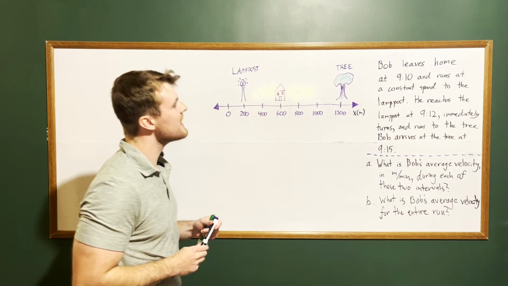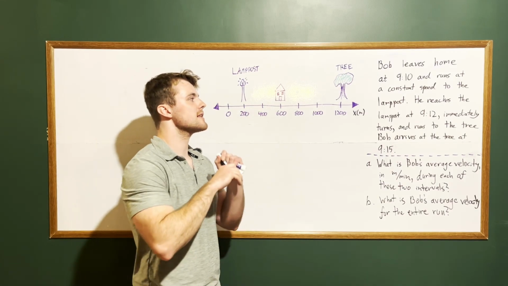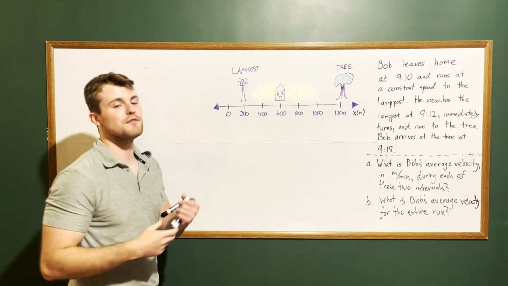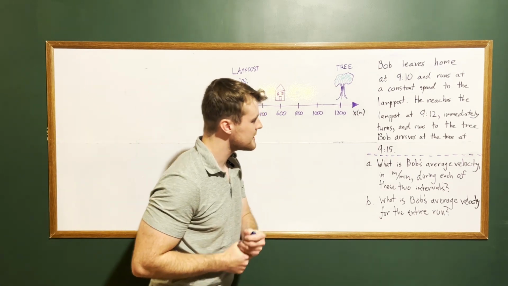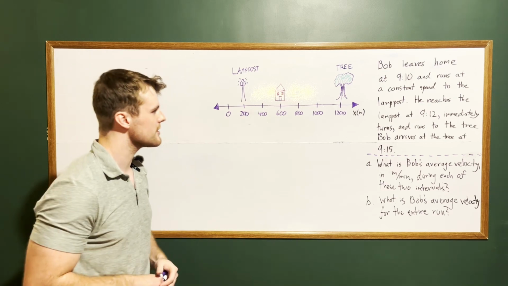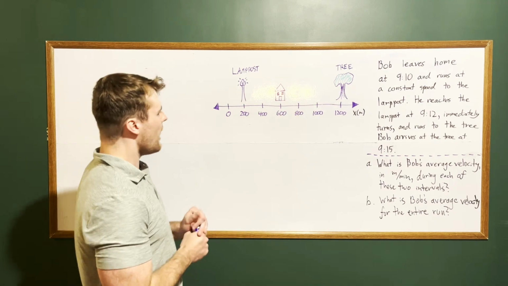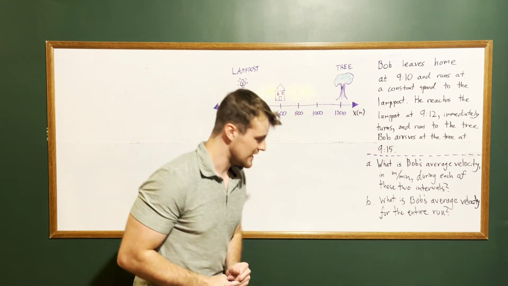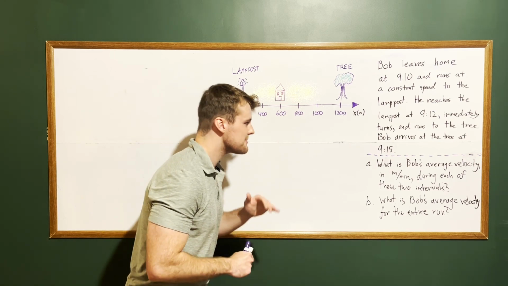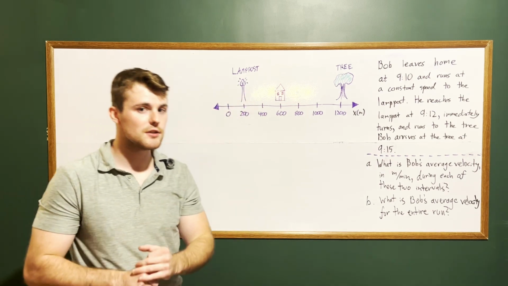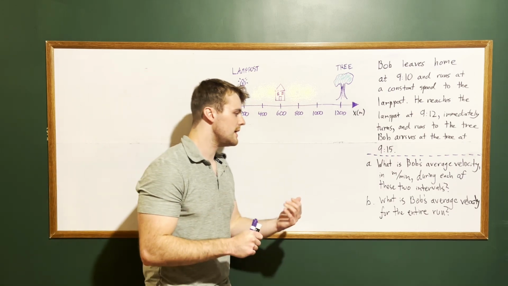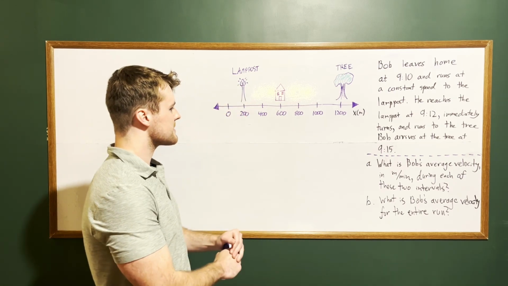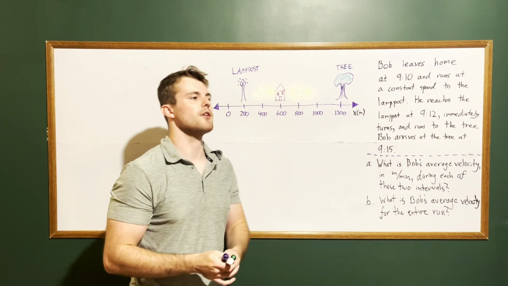Bob leaves home at 9:10 and runs at a constant speed to the lamppost, which, if you couldn't tell, is my beautifully drawn lamppost. He reaches the lamppost at 9:12, immediately turns and runs to the tree. Bob arrives at the tree at 9:15. Part A, what is Bob's average velocity in meters per minute during each of these two intervals? And part B, what is Bob's average velocity for the entire run?